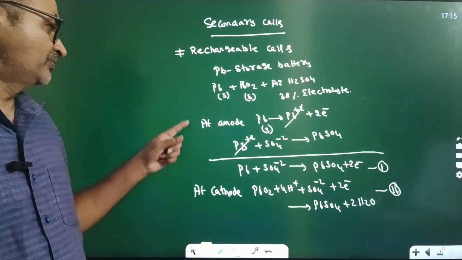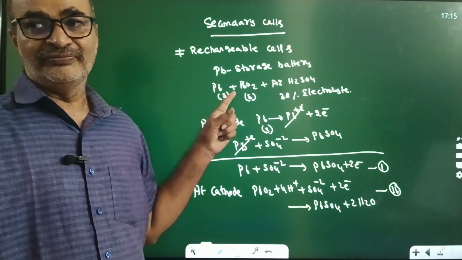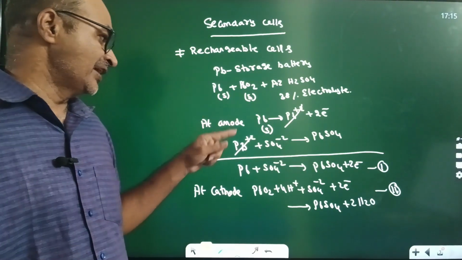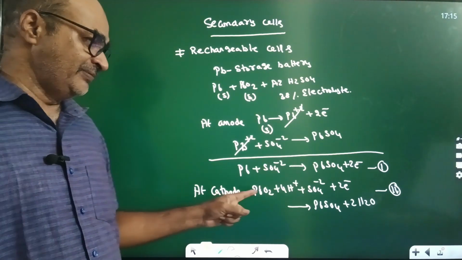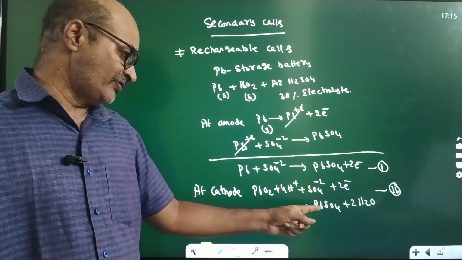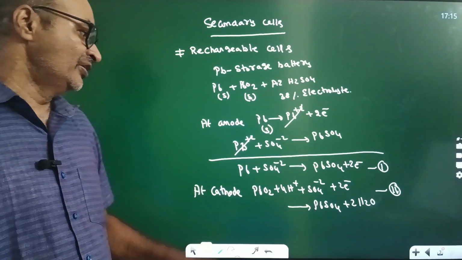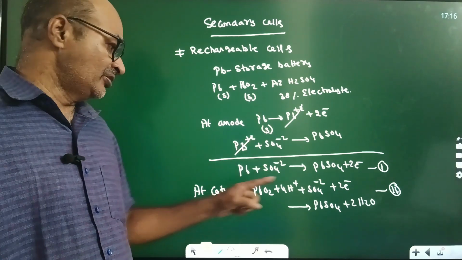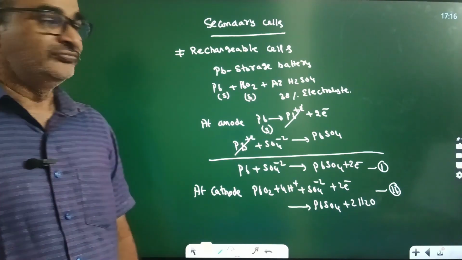Okay, at the anode, lead undergoes oxidation. Pb2+ combines with sulfate ions to produce lead sulfate at the anode. At the cathode, PbO2 in the presence of an acidic medium combines with sulfate ion to give PbSO4 plus 2H2O. At the anode, PbSO4 is formed. At the cathode, PbSO4 is formed.